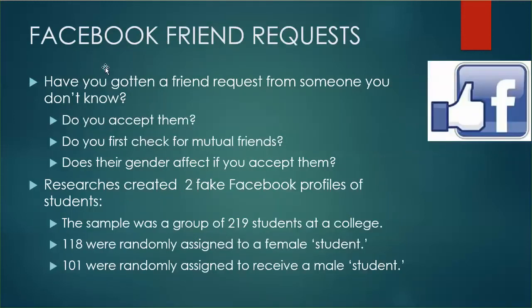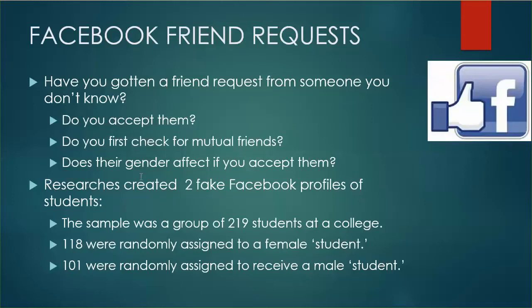So let's do an example. Let's look at, say, Facebook friend requests. Maybe you've gotten a friend request in the past from somebody you don't know, and you're wondering, well, how did I get a friend request from somebody I don't know? Well, did you accept the request? Did you look to see if you had any mutual friends? And the question we're going to look at is, does that person's gender affect whether you accepted them?